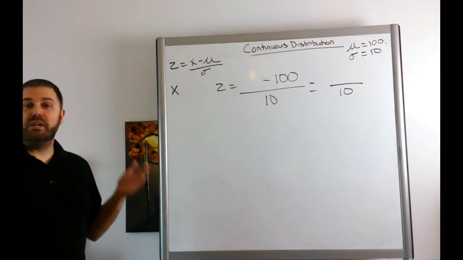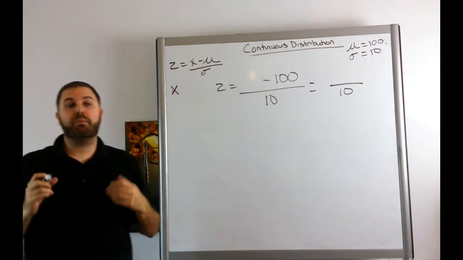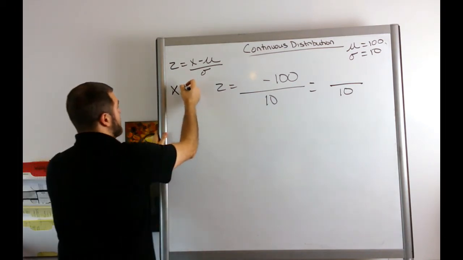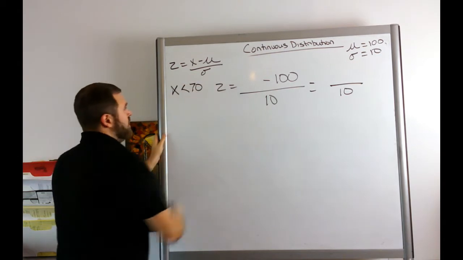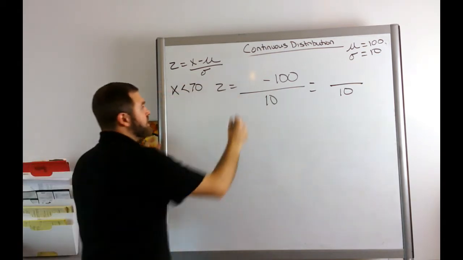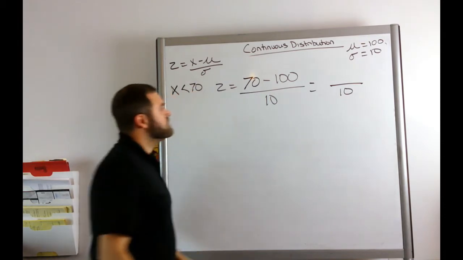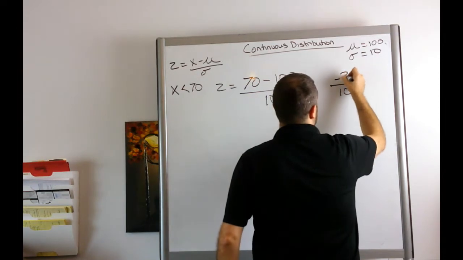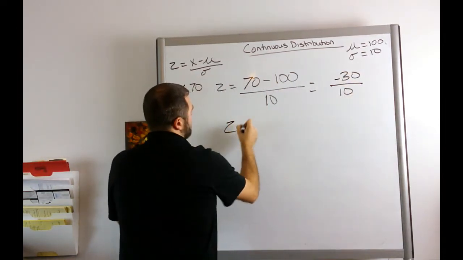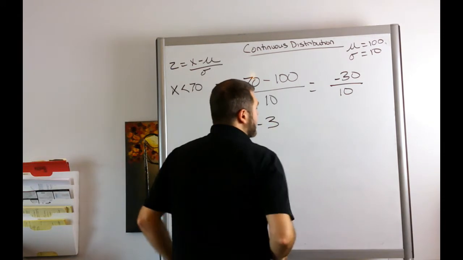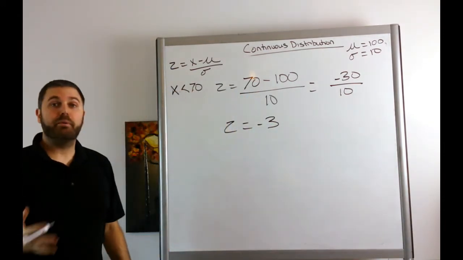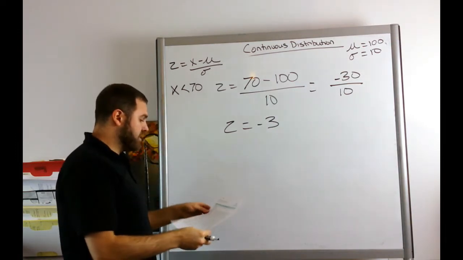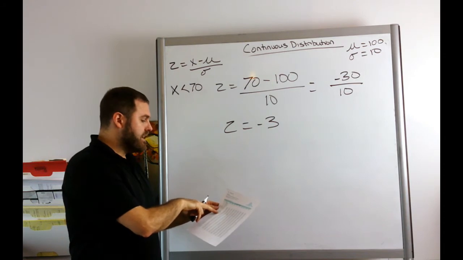So given the same mu and sigma, let's take a look at the probability that x is less than 70. So we just put in our 70 in place for our x. So now we have 70 minus 100 divided by 10. So our z is going to equal negative 3. So we're going to be looking up negative 3 on our z table.